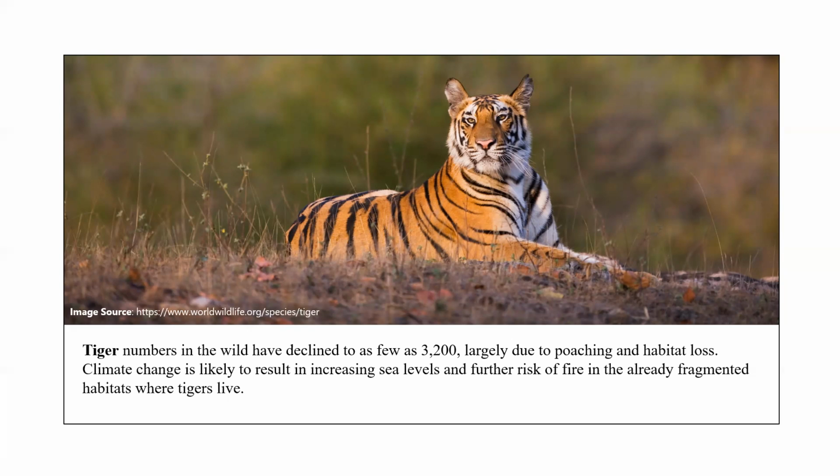And climate change is likely to result in increasing sea levels and further risk of fire in the already fragmented habitats where tigers live. If they are not displaced because of sea level rise, they may be displaced because of wildfires. Or if they are not displaced because of wildfires, they may be displaced because of rising sea levels. So they do not have an escape.